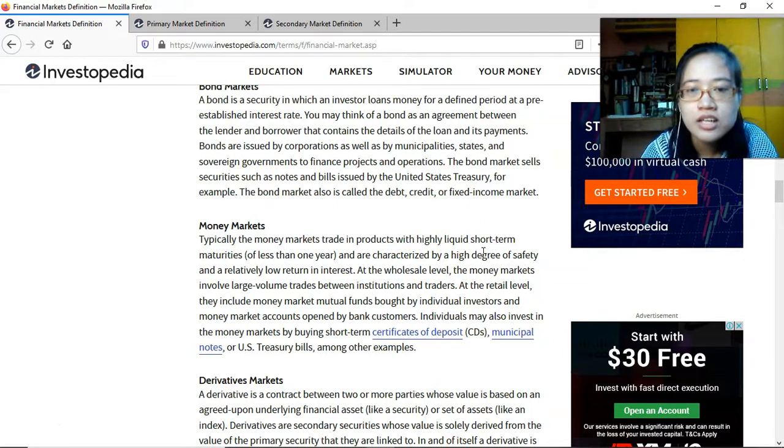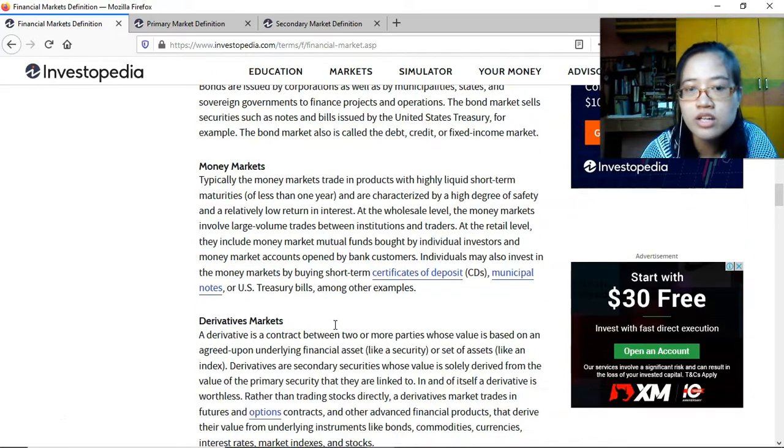Within months, and are characterized by a high degree of safety and a relatively low return in interest because they are short-term. At the wholesale level, the money markets involve large volume trades between institutions and traders. At the retail level, they include money market mutual funds bought by individual investors and money market accounts opened by bank customers. Individuals may also invest in the money markets by buying short-term certificates of deposits, municipal notes, or treasury bills, among other examples.